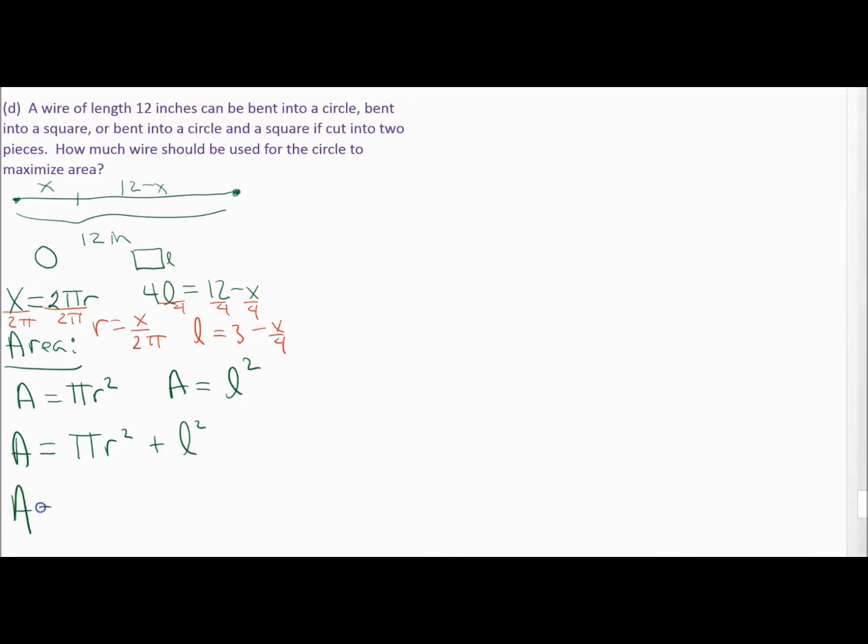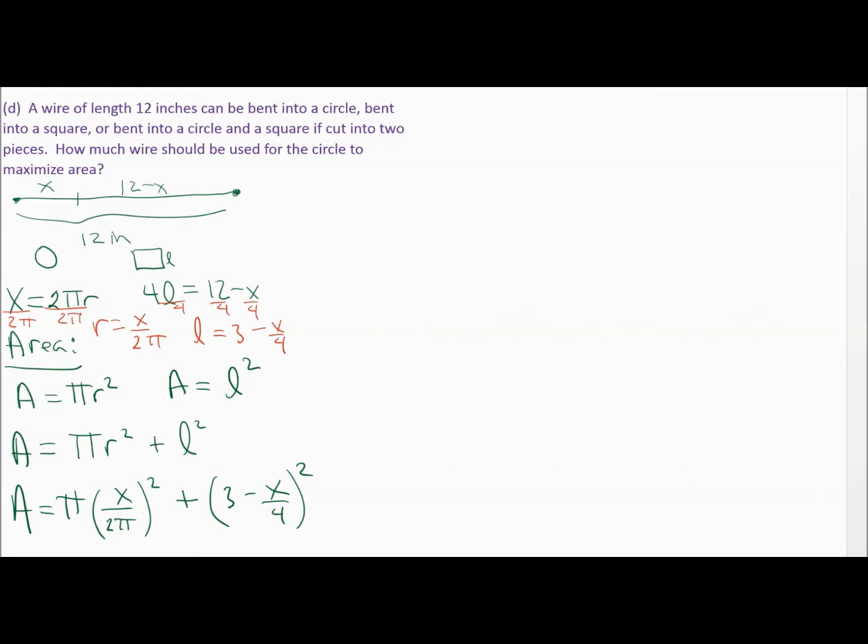So area now is equal to pi, again R, he's right here, so X over 2 pi, but that's supposed to be squared because it's R squared, plus L squared. We know L is 3 minus X over 4 all squared. So there we go. We have now an equation with nothing but X's in our problem. You know what that means? That means we can take the derivative.